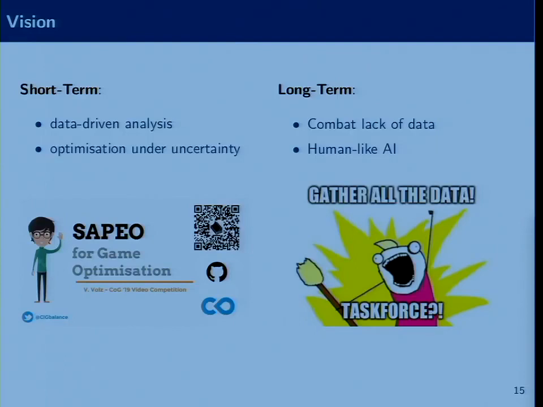And for the longer term, I've been harping on about this, but it might be good to have a concerted effort and gather all the data in one place and hopefully work on this together. Thank you very much.